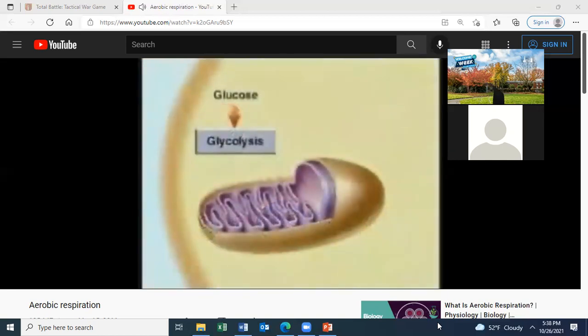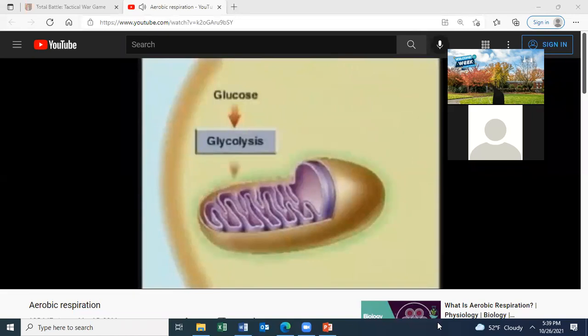The first stage of aerobic respiration, glycolysis, occurs in the cytosol, the jelly-like part of the cytoplasm. Glycolysis breaks each molecule of glucose into 2 molecules of pyruvate, energizes 2 electron carrier molecules, and produces 2 molecules of ATP.